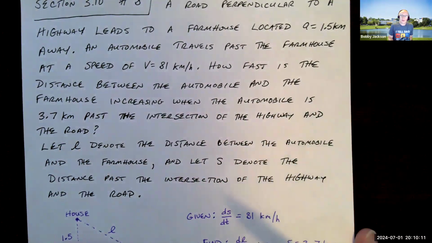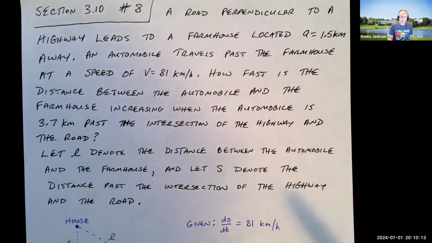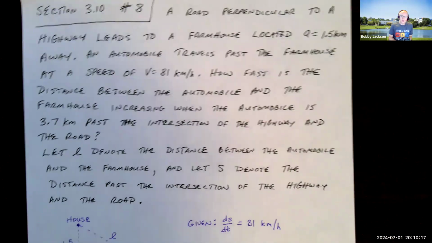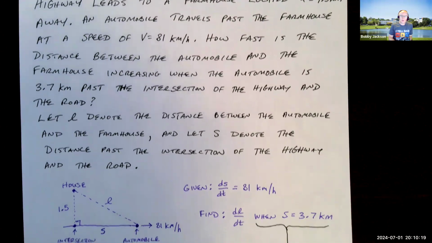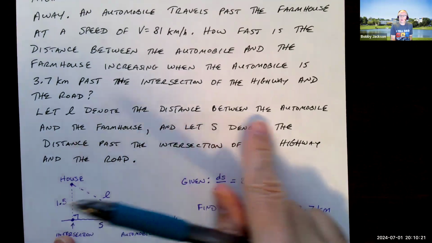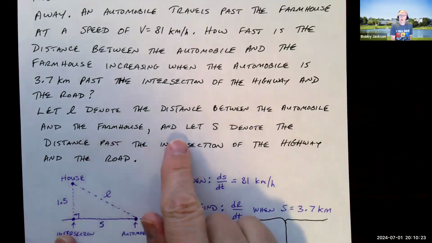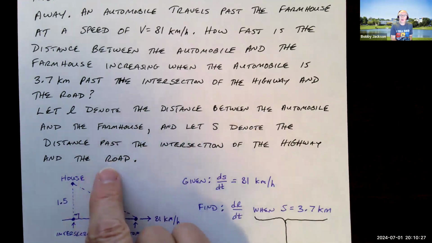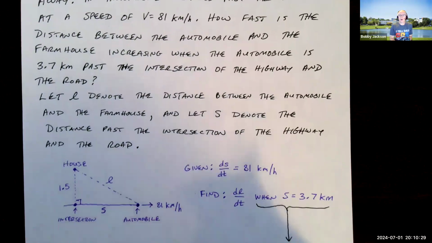Okay. Now they do have a diagram in there, and we'll take a look at it. It's a lot of stuff going on there. So they do give you some variables. They want L to denote the distance between the automobile and the farmhouse, and S to denote the distance past the intersection of the highway and the road. So the distance from the car to that intersection.